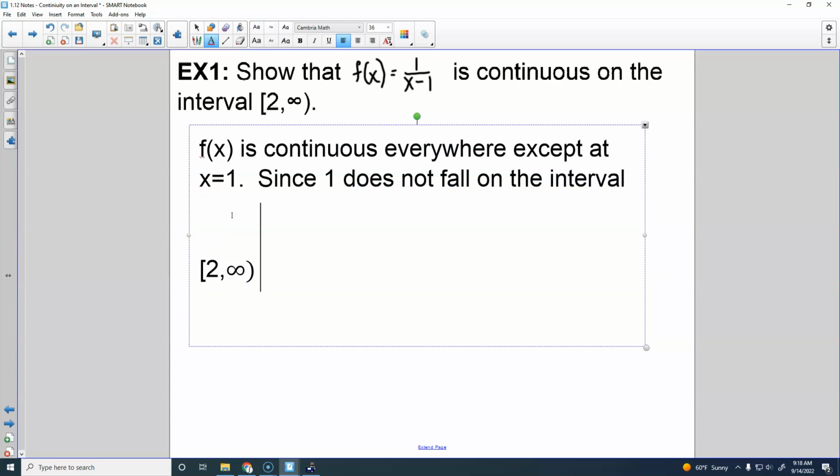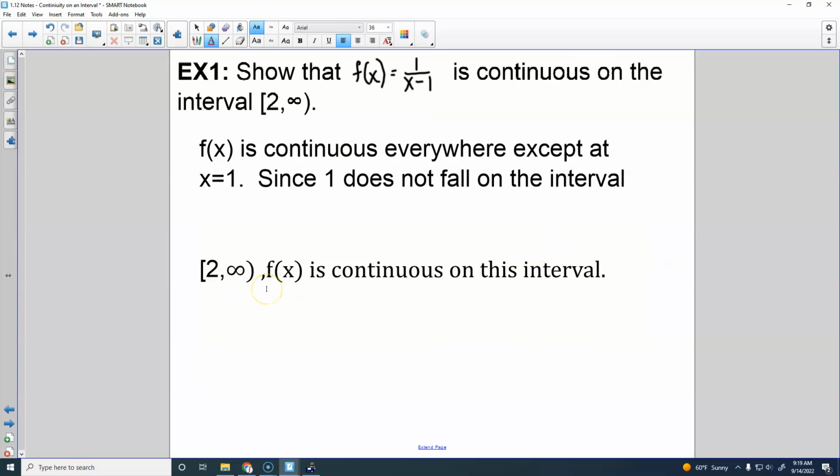So on the interval 2 to infinity, f of x is continuous on this interval here. So really it's a lot different than what we were doing yesterday. You're still finding your discontinuities. Then you're really just checking to see if that discontinuity is on the interval that we are looking at. Okay, questions?